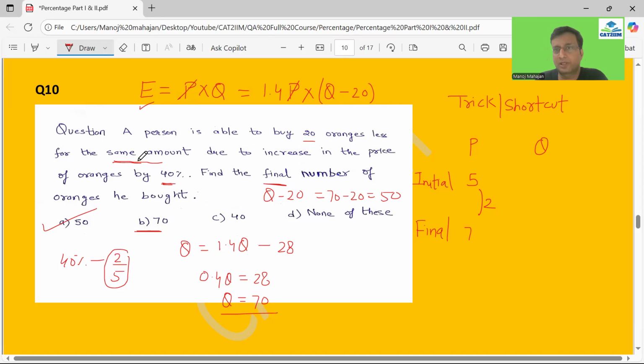Now what I'm going to do over here is, as the amount is the same, which means the price into quantity figure is the same. So whatever expenditure I'm going to assume over here, that has to be the same out here. So I have to divide the expenditure by 5 to get the quantity over here, and the expenditure by 7 to get the final quantity. So what I'm going to do is use the LCM of 5 and 7. That would be what? 35.